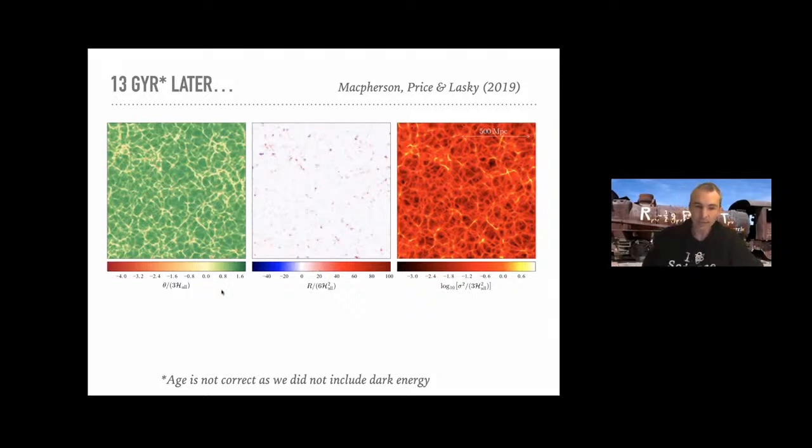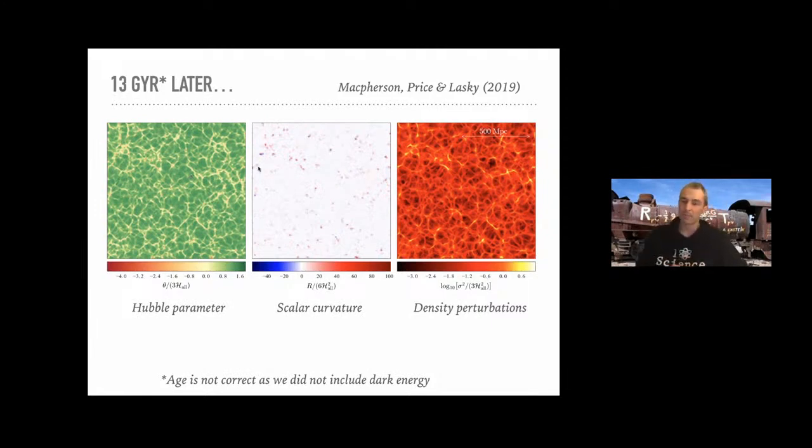And so with that done, what's nice is you can then go in and just read off the things you're interested in. So for example, if you're interested in the scalar curvature or local variations in the Hubble parameter, or your cosmic web, then they're all there in your simulation. And you can probe, in a true numerical experiment sense, whatever you want to look at.